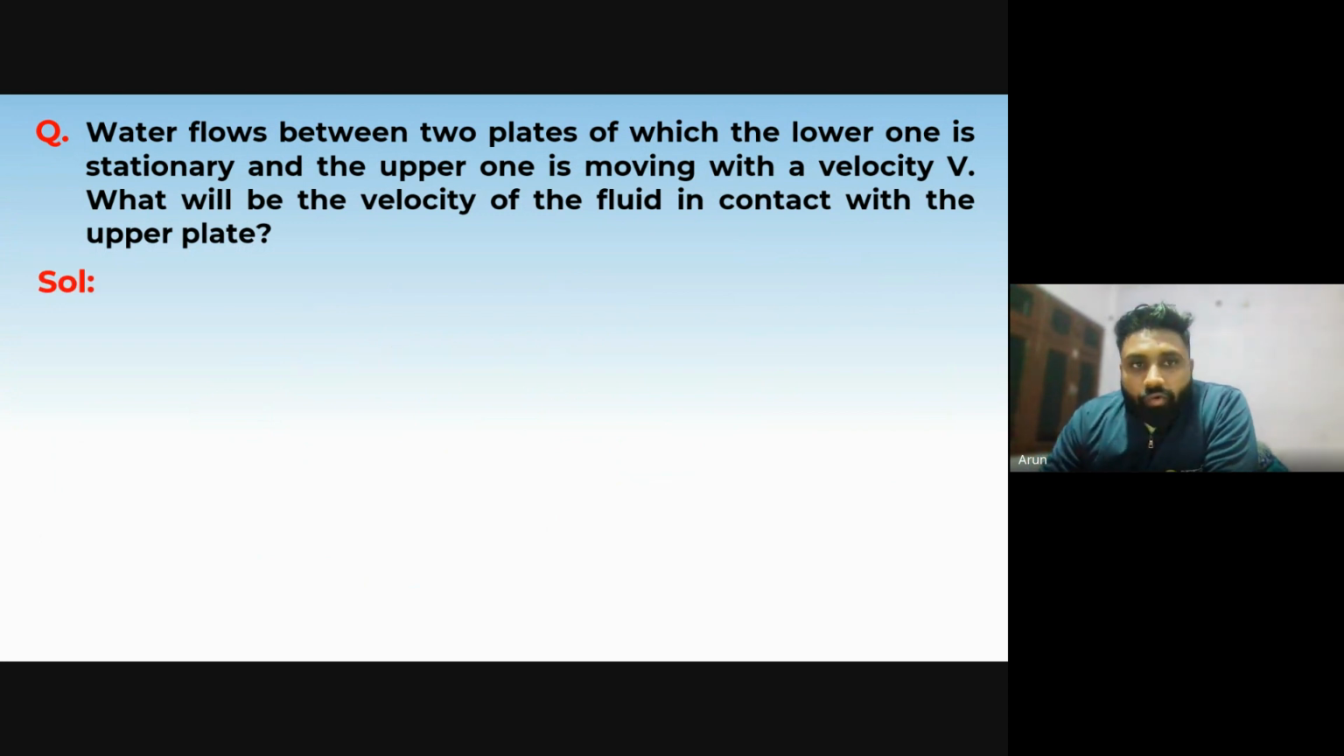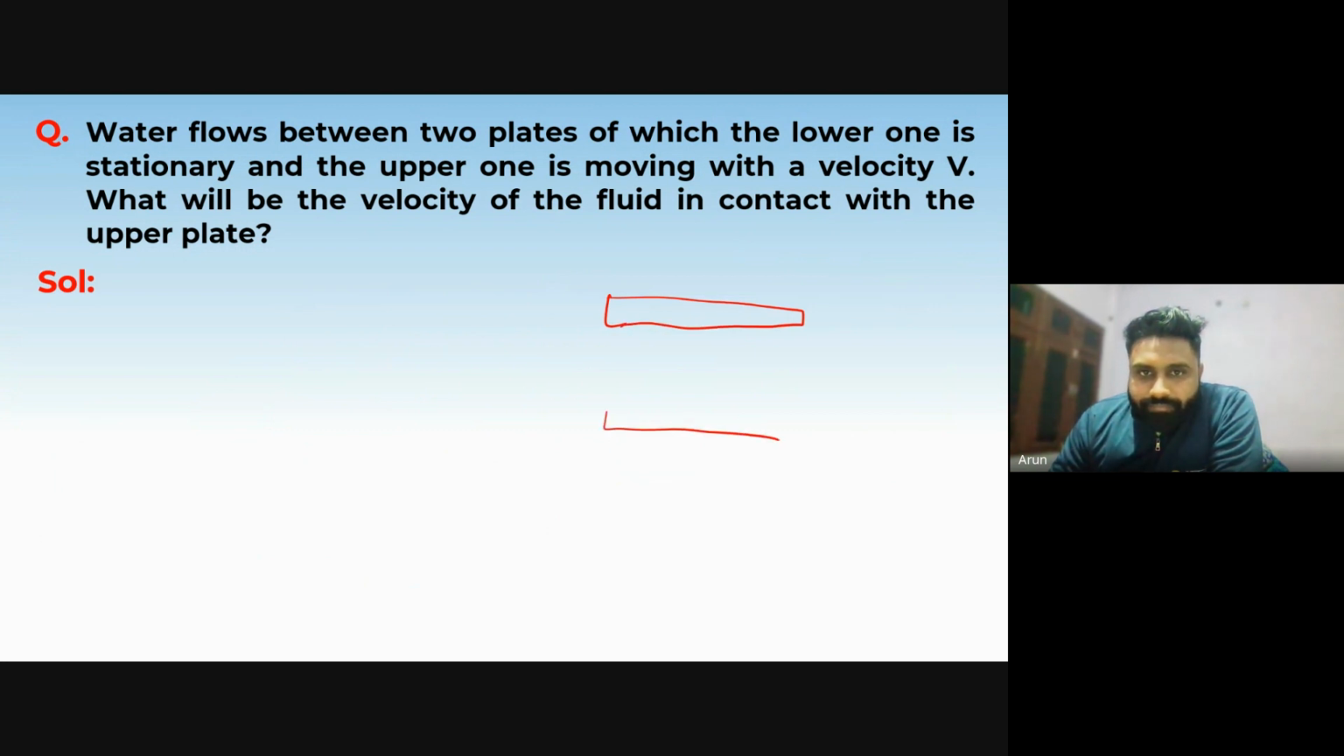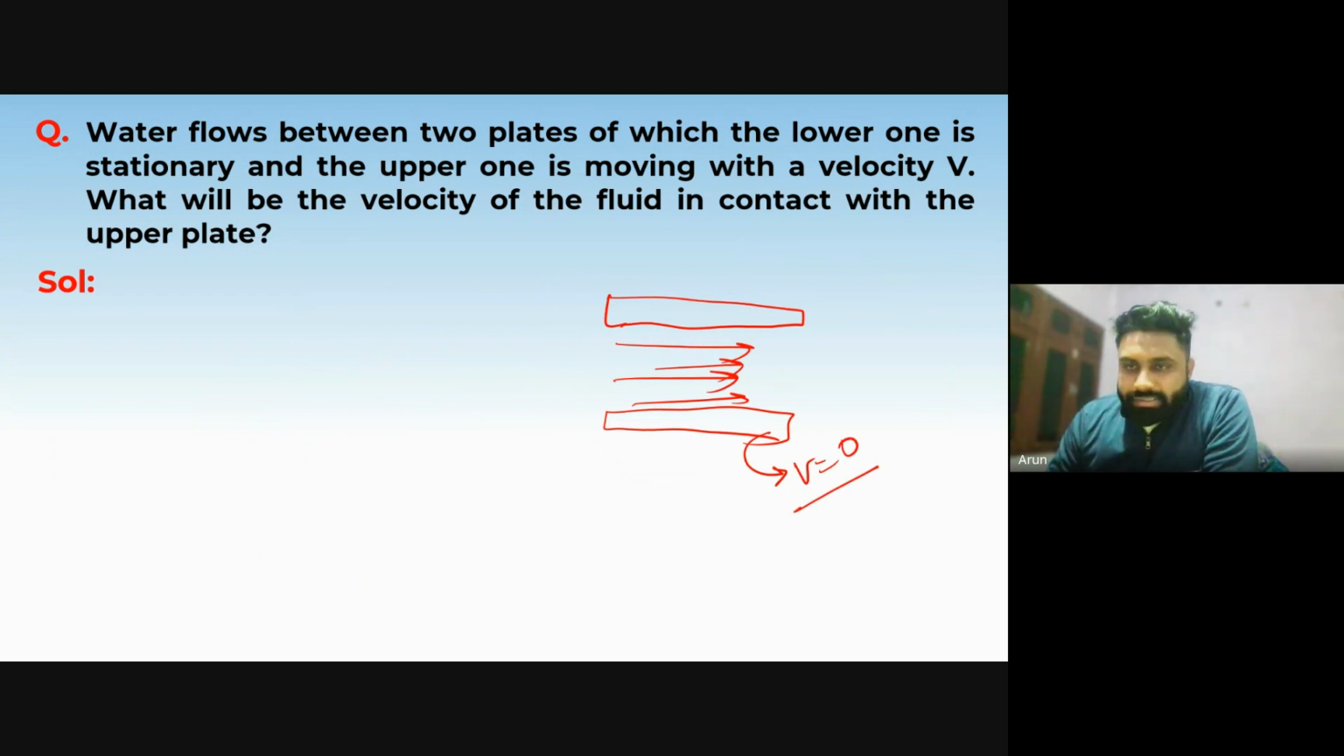Think about this. Water flows between two plates of which the lower one is stationary. We have these two plates, and water is flowing in between these plates, in which one of the plates is stationary. This plate has a zero velocity. And the upper one is moving with a velocity v. Now, what will be the velocity of the fluid in contact with the upper plate?